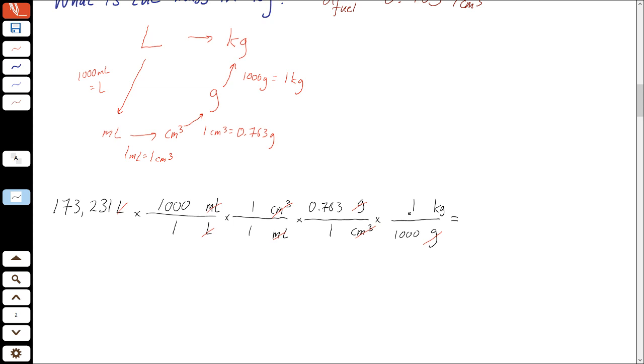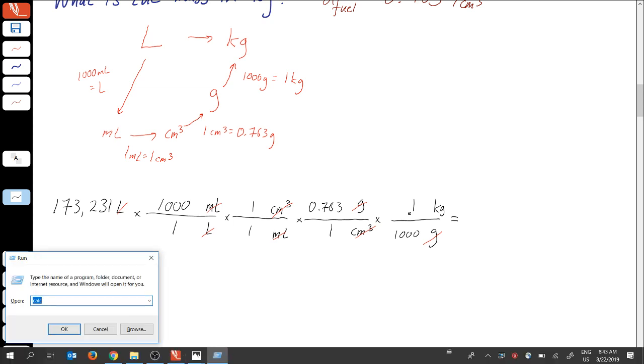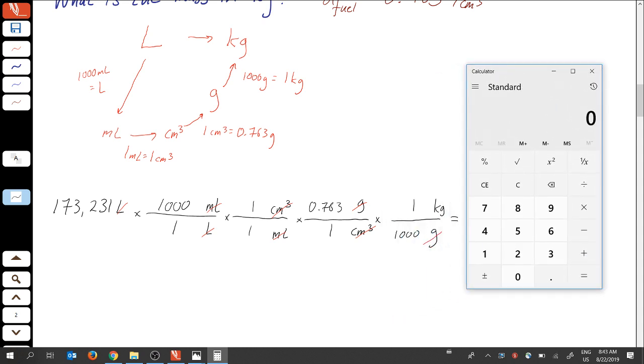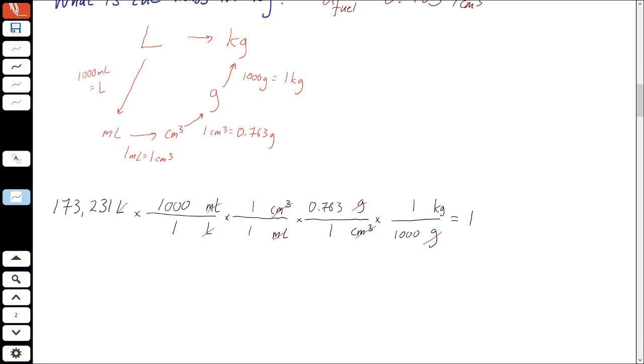All right, so then I'll get out my calculator. You can also notice here that there's a 1,000 on the top and a 1,000 on the bottom, so those will cancel each other out. So really I can just multiply by the density, so 173,231 times 0.763, 132,175.